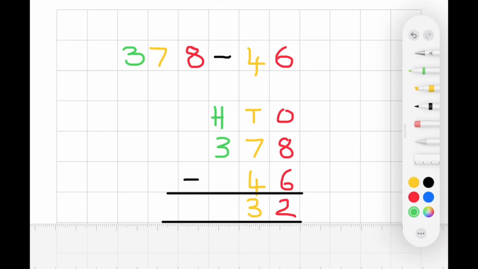And then the hundreds column. 3 hundreds subtract, well, there's nothing there, so that's 0, is equal to 3 hundreds. So my answer is 332.